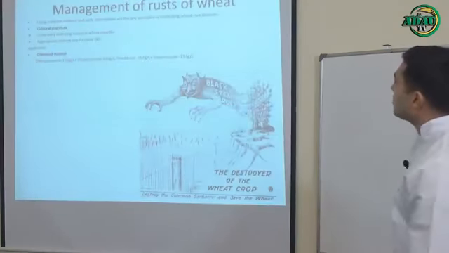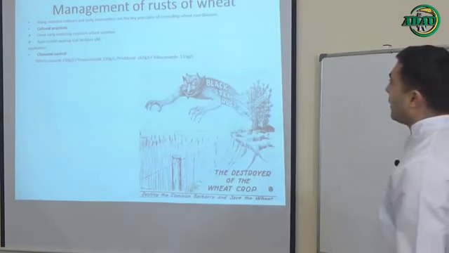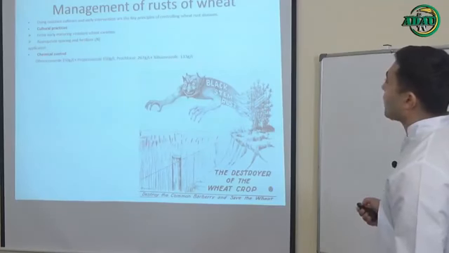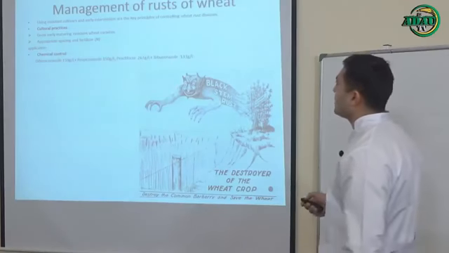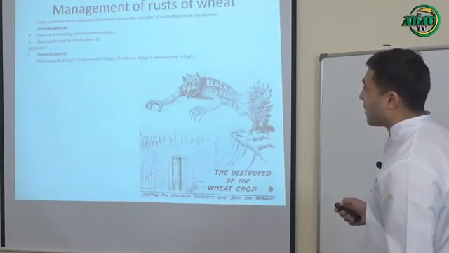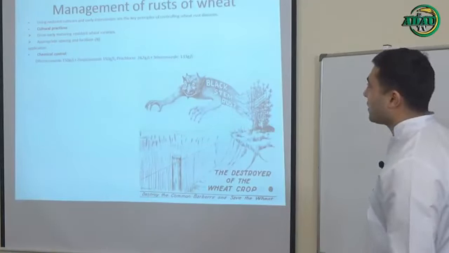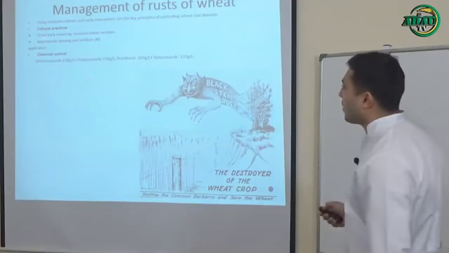So, the management of rust diseases of wheat. I can tell you some control or management methods. The first is cultural practice: grow early maturing and resistant wheat varieties, apply the proper fertilizer, actually nitrogen, and chemical control.